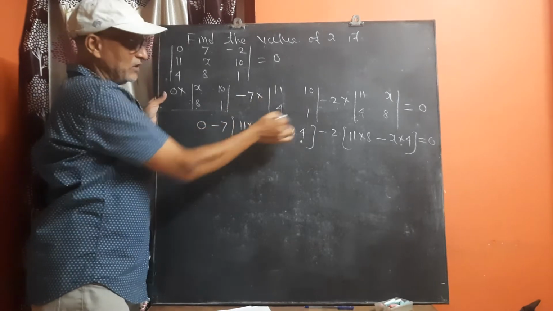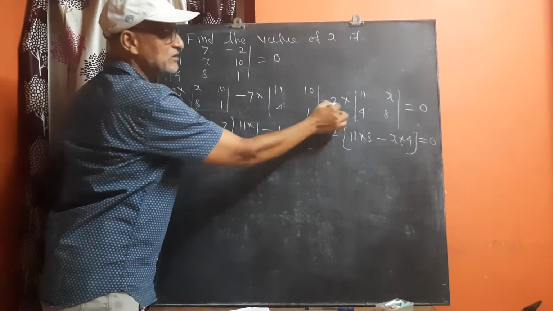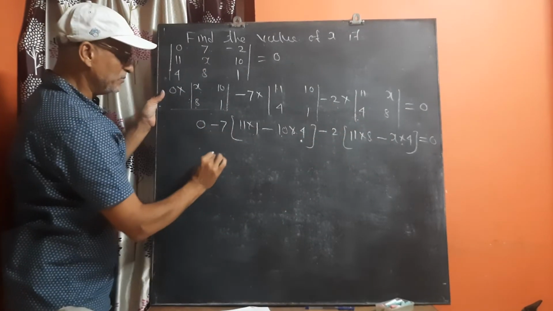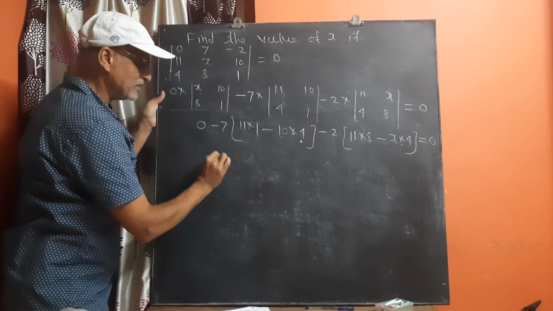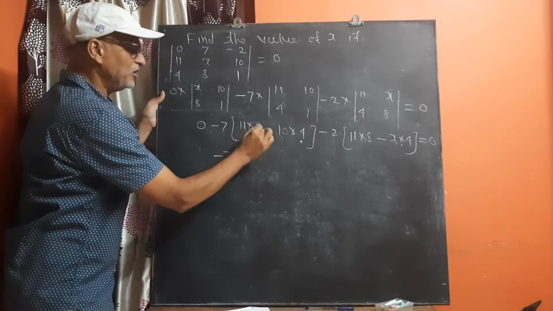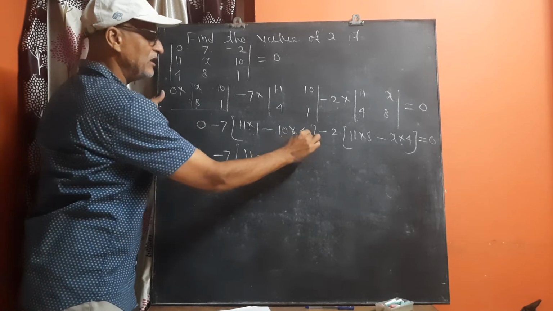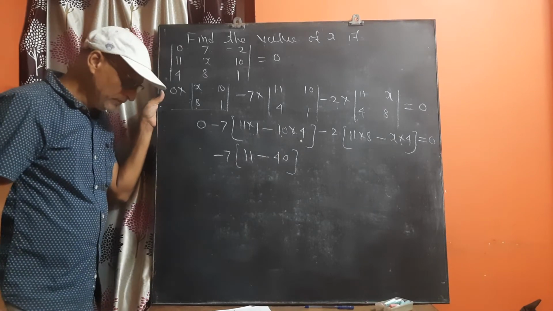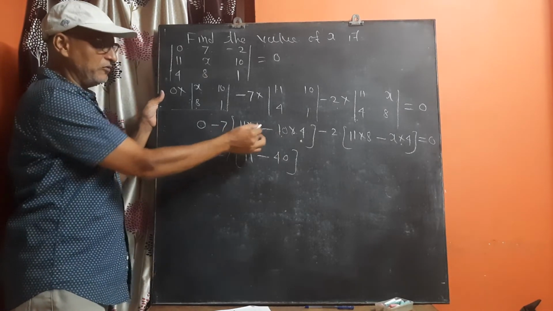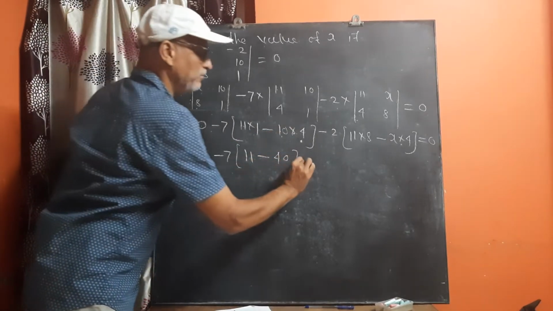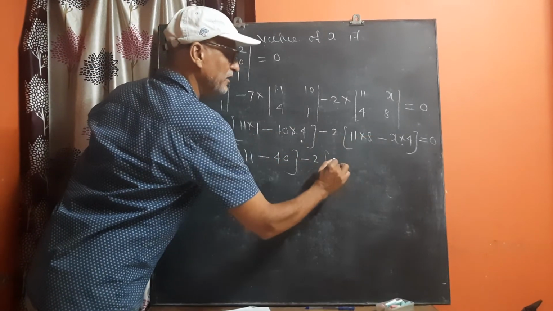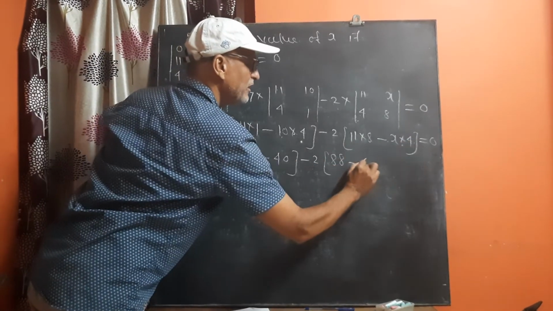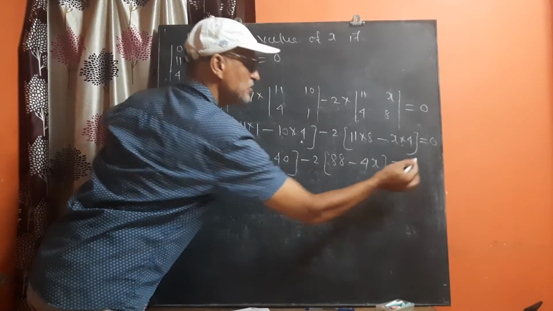Minus 7 into 11 into 1 minus 10 into 4, minus 2 into 11 into 8 minus x into 4. So if we simplify it, 0 आपका 0 वैसे रहेगा, minus 7 into 11 into 1 that is 11, minus 10 into 4 that is minus 40. Minus 2 into 11 into 8, 11 8s are 88, minus x into 4, we can write that is 4x, is equals to 0.